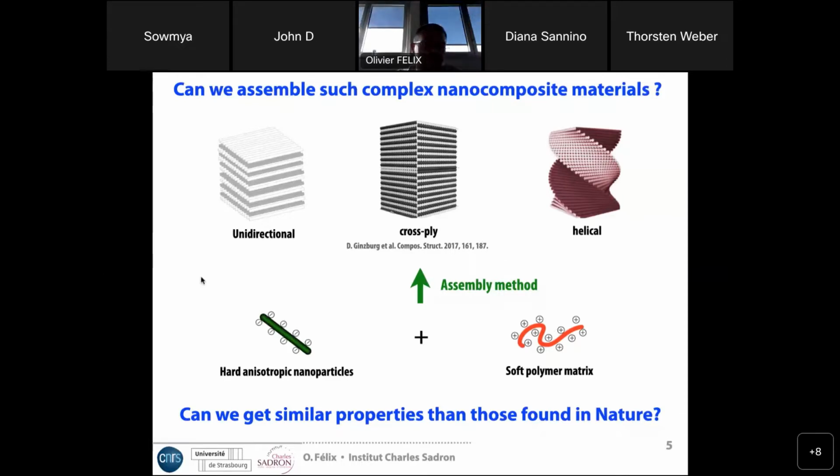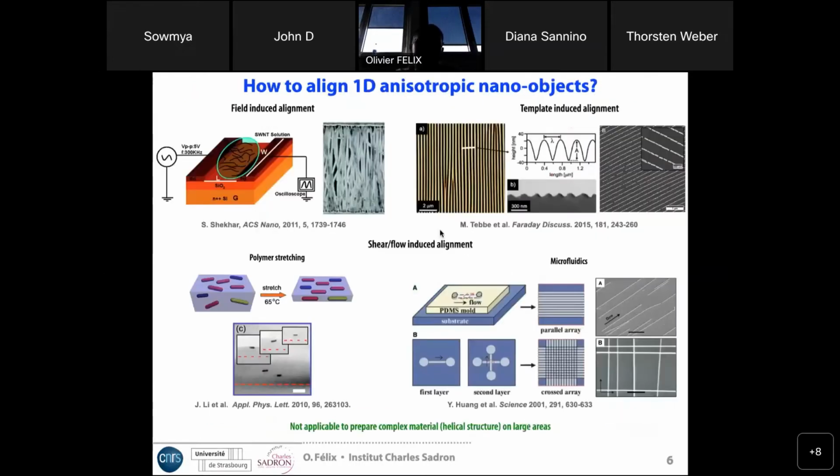Of course, for doing that, we need an assembly method. If you look in the literature, of course, you will find different methods that can be used to align 1D anisotropic nano objects, for example, field-induced, template-induced, polymer stretching, and microfluidics. But if you look a little bit more closely, you will see that these methods are not applicable to prepare complex materials like the helical ones on larger areas.